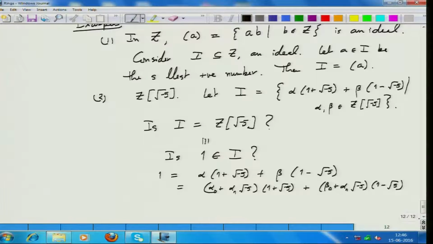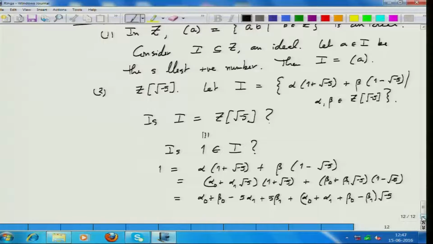Okay, and this I can write as, let's just collect the coefficients together, alpha 0 plus beta 0 minus 5 alpha 1, oops, it should be beta 1, plus 5 beta 1, and then plus alpha 0 plus alpha 1 plus beta 0 minus beta 1. Right. So does this have a solution over integers?